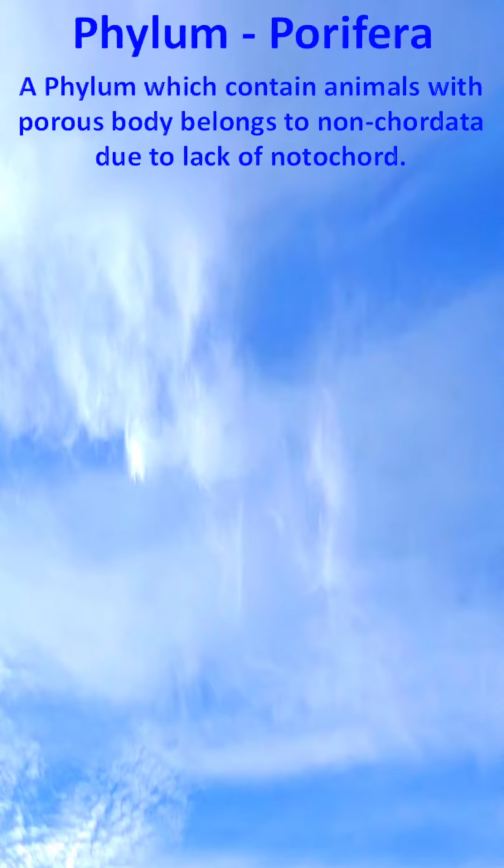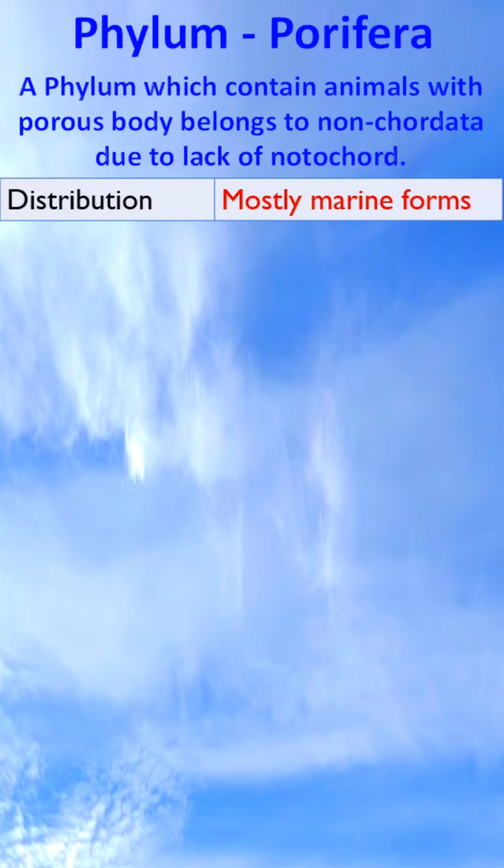Hello everyone. So today we are going to study about phylum Porifera. The name Porifera they got because of the presence of large number of small pores in their body, and these pores are also known as ostia through which the water enters their body. They also lack notochord, nerve cord, pharyngeal gills, and post-anal tail. Because of that, they are called non-chordates.